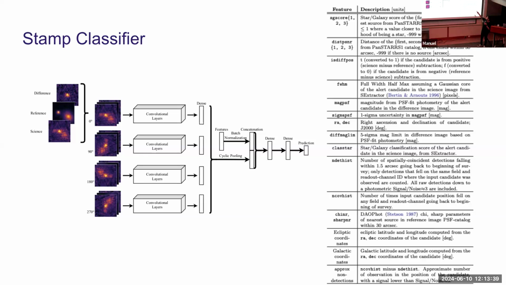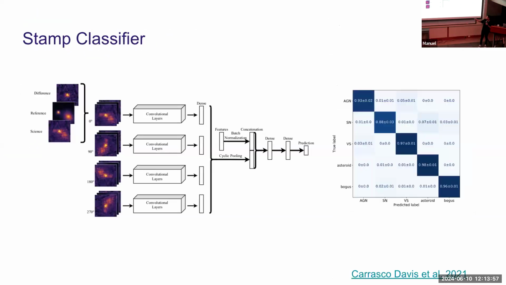Okay, that metadata is contained in the files that are currently processed by ALeRCE and contains different characteristics of the object, such as, for example, the star galaxy score, the magnitude from the PSF fit, galactic coordinates, etc. Okay. When all of those are concatenated, we create a prediction, and this method is currently giving predictions for 5 different classes, such as AGNs, supernovae, variable stars, asteroids, and bogus. Okay.